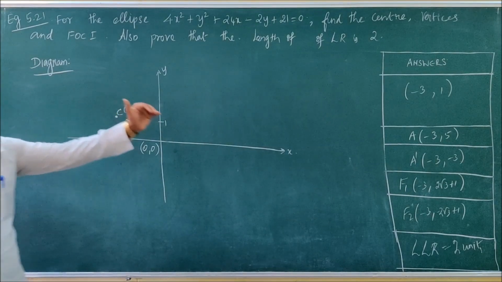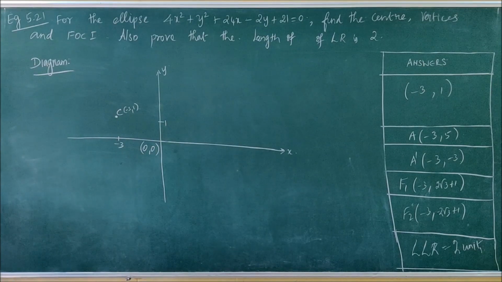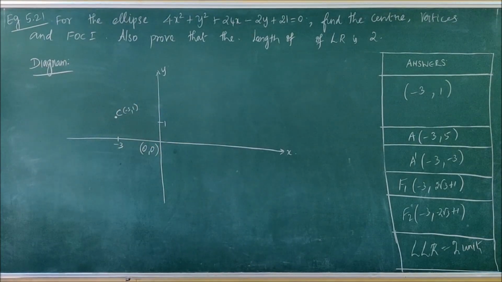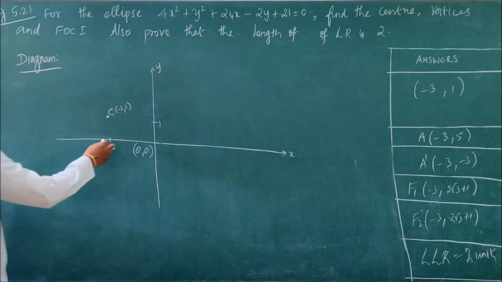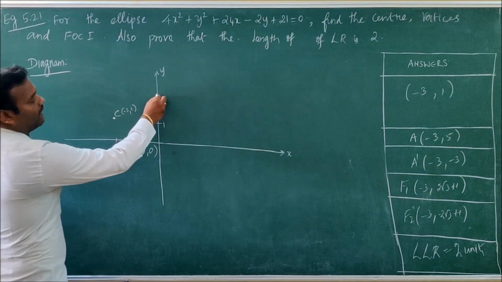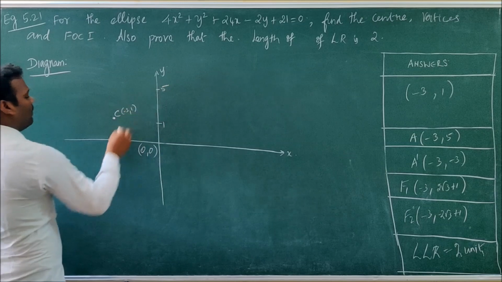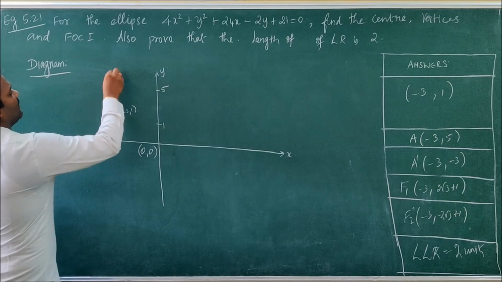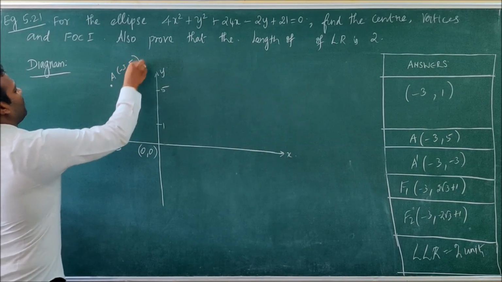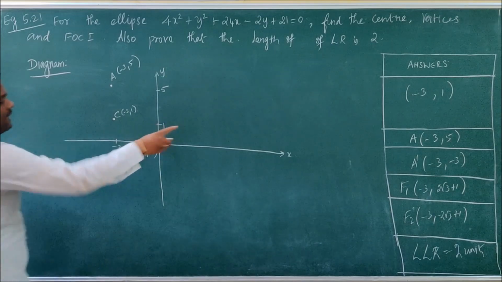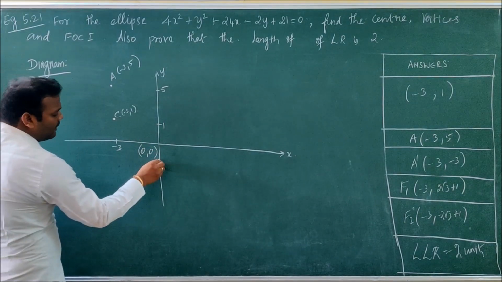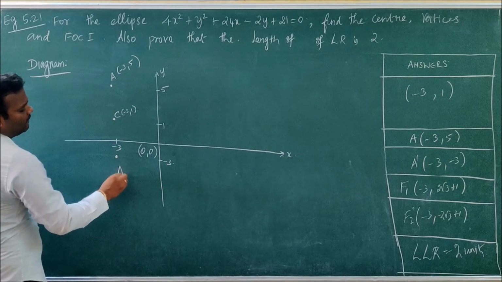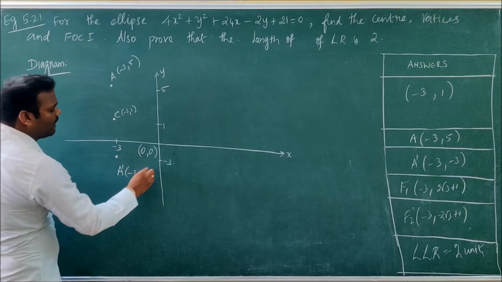Next you have to mark the vertices. The first vertex is (−3, 5). This is minus 3 and the other value is 5. So it lies here, (−3, 5). And the other vertex is (−3, −3). Minus 3, let us take here. So this point is the other vertex, that is A dash (−3, −3).